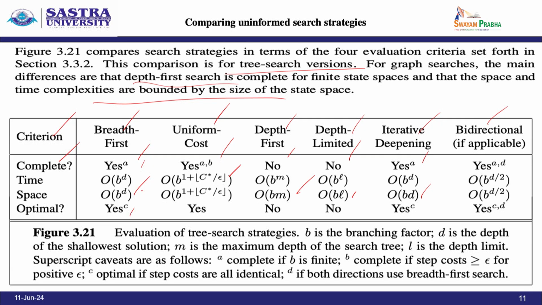Next, let us talk about optimality. Breadth first is optimal if step costs are identical, and uniform cost is also optimal. Depth first is not optimal, and depth limited is not optimal. Iterative deepening is optimal, yes. Bidirectional is also optimal. Here the superscript C stands for optimal if step costs are all identical, and the superscript C, D stands for both directions used for breadth first search.